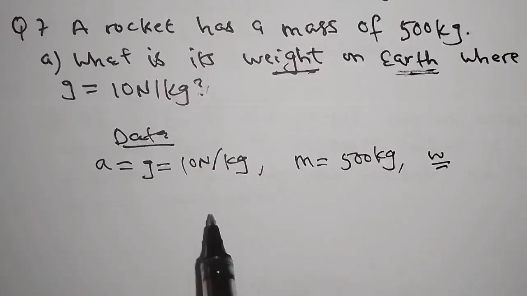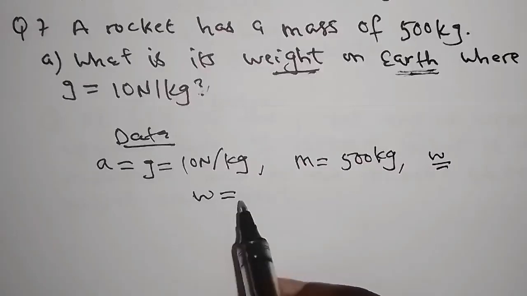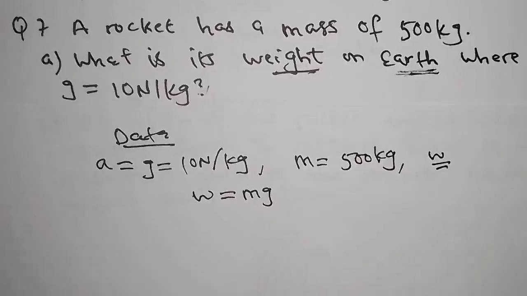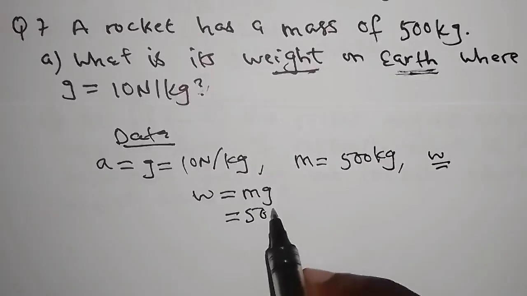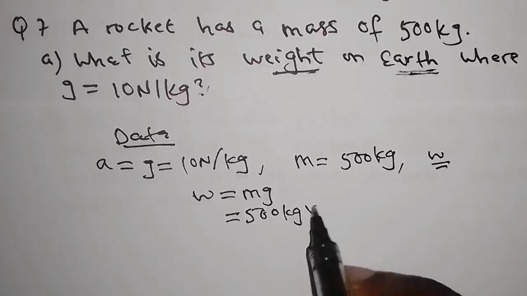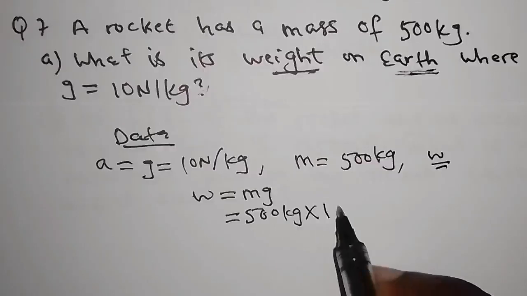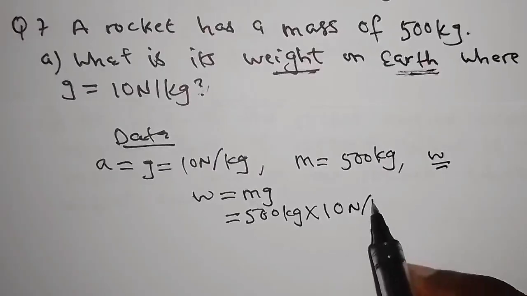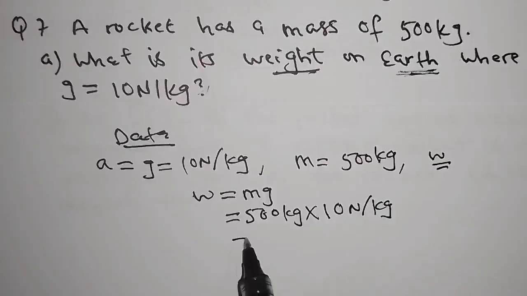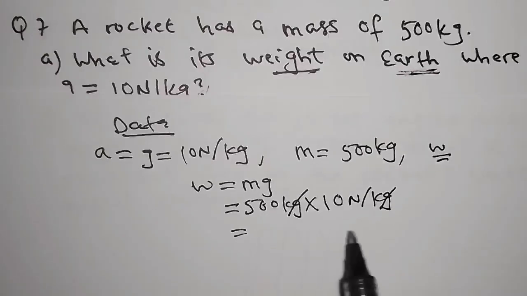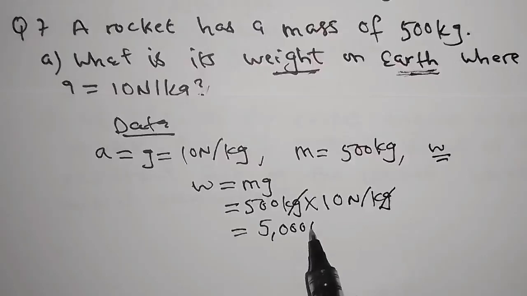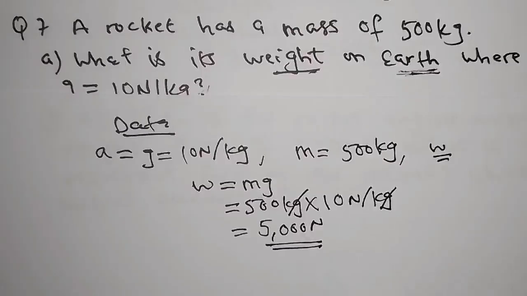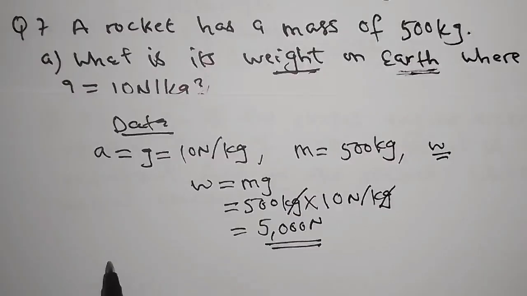So the formula for weight is weight equals mass times gravity. And now the mass is 500 kg multiplied by the gravity, which is 10 Newton per kg. The kg cancels. The unit of weight is Newton. So this is just going to be 5,000 Newton. Okay. Now what about B?